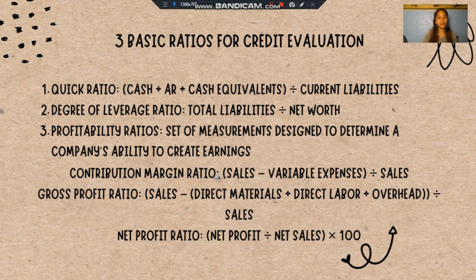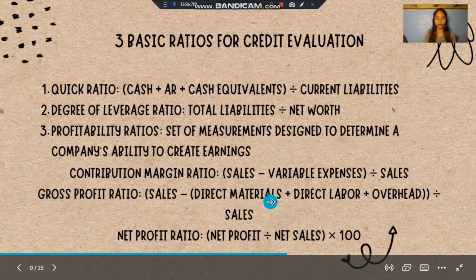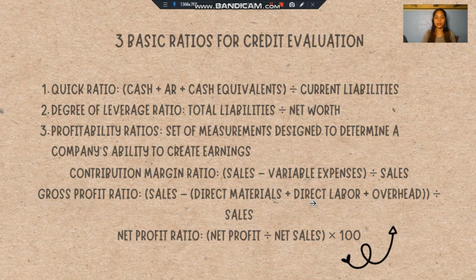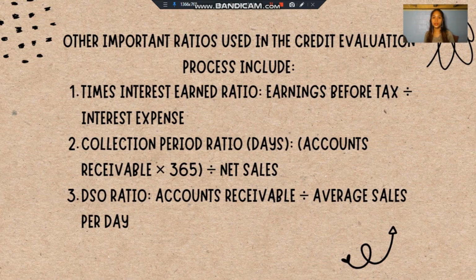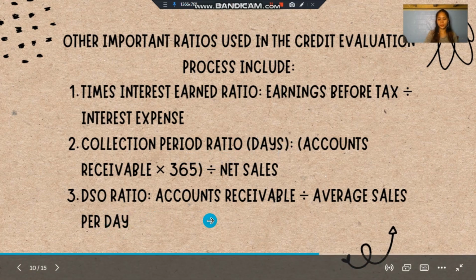And then the three basic ratios for credit evaluation. First, number one, the quick ratio: cash plus AR plus cash equivalents divided by current liabilities. We also have the degree of leverage ratio and the profitability ratios, and these are the formulas. The other important ratios used in the credit evaluation process include the time interest earned ratio, the collection period ratio, which is in days, and then the DSO ratio.